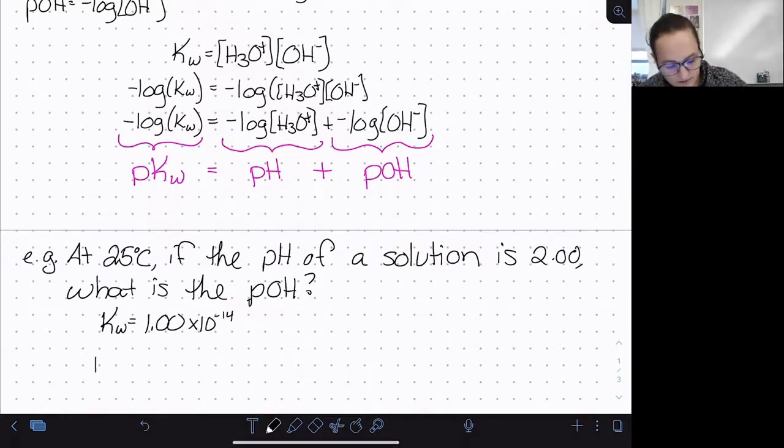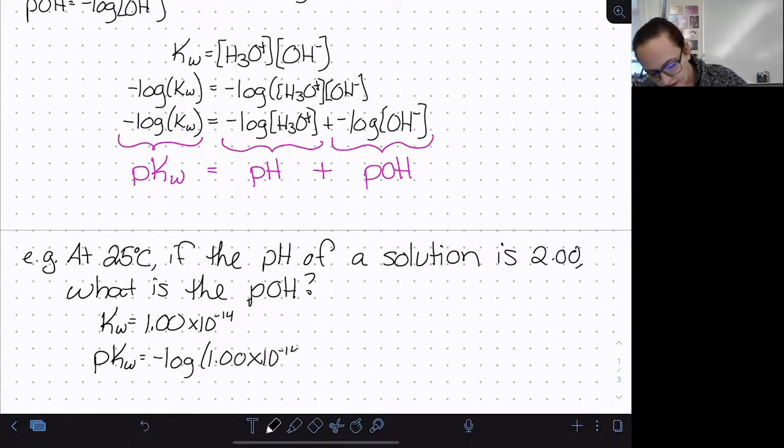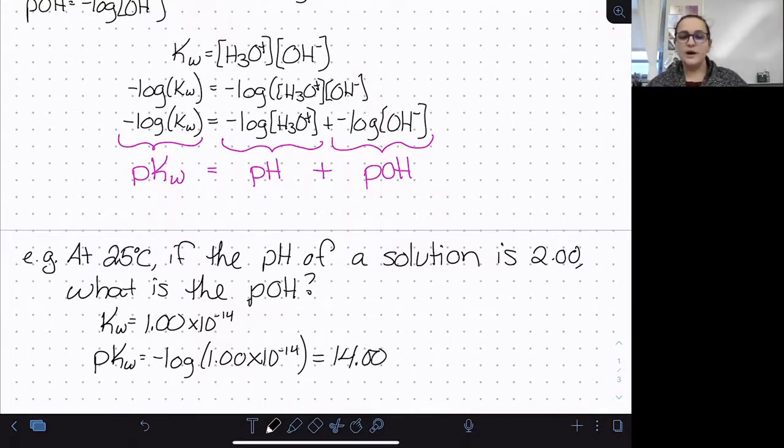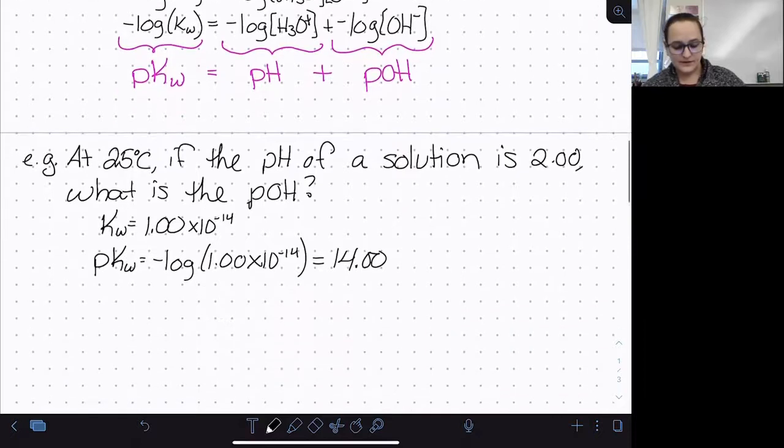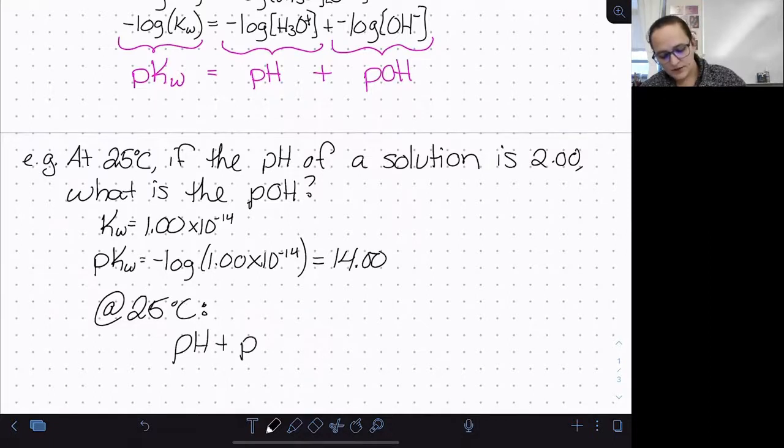So all we need to do here really is recognize that at 25 degrees Celsius, Kw is 1 times 10 to the minus 14th. So pKw is the negative log of 1 times 10 to the minus 14th, which is equal to 14. So at 25 degrees Celsius, the pH plus the pOH is going to be equal to 14.